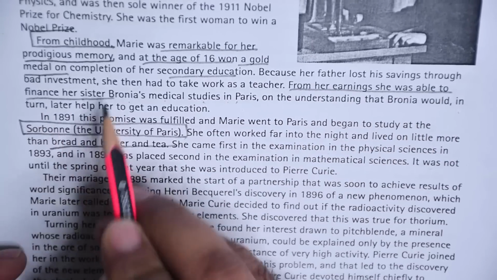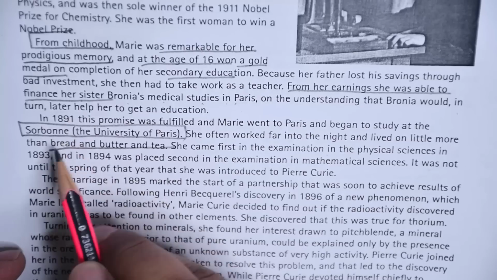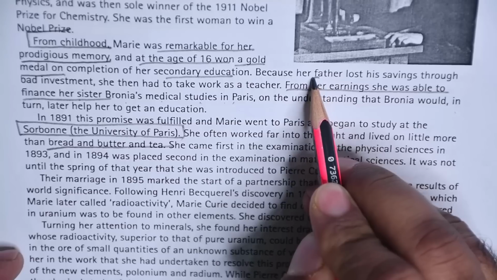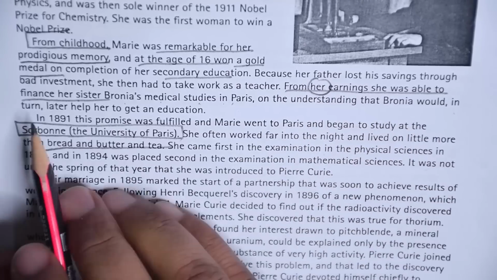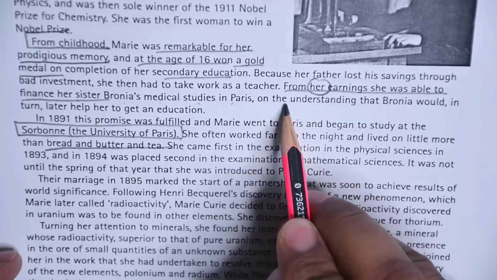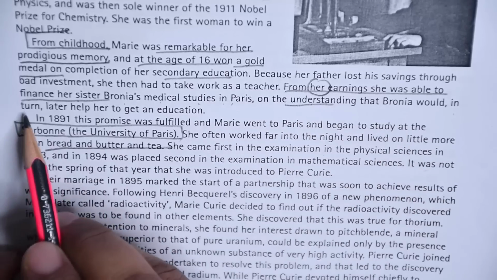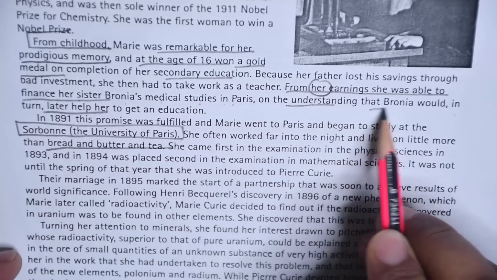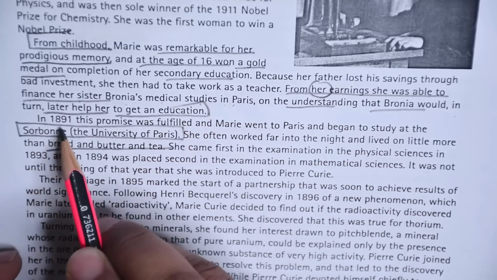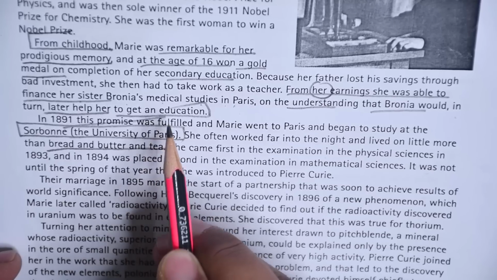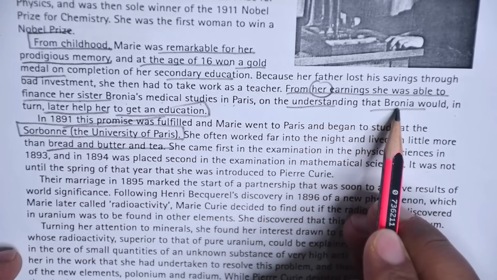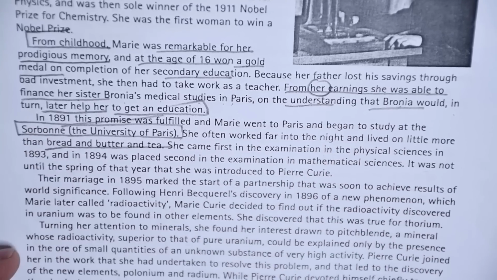Now let's see. See that? So clever. Now the information is given before Sorbonne. From her earnings, means from Marie's earnings, she was able to finance her sister Bronia's medical studies in Paris on the understanding that Bronia would in turn later help her to get an education, and that education she got in Sorbonne. So it means she went to Sorbonne University with the help of her sister's financial assistance.